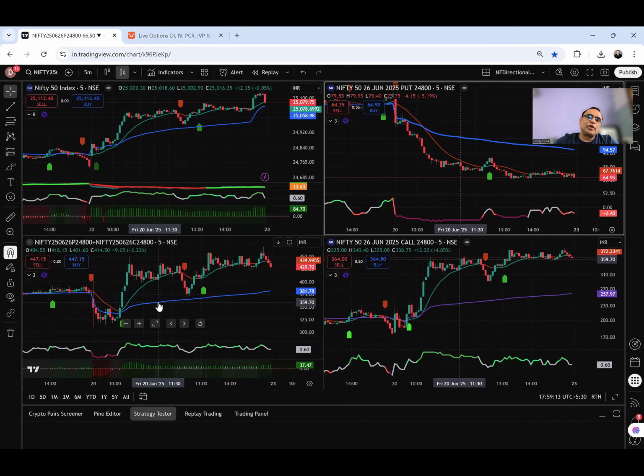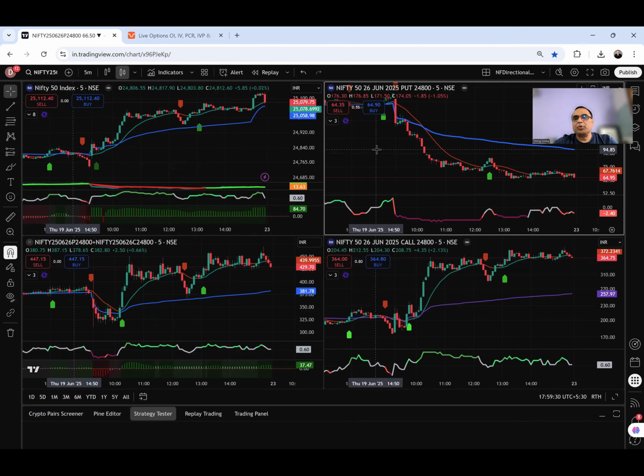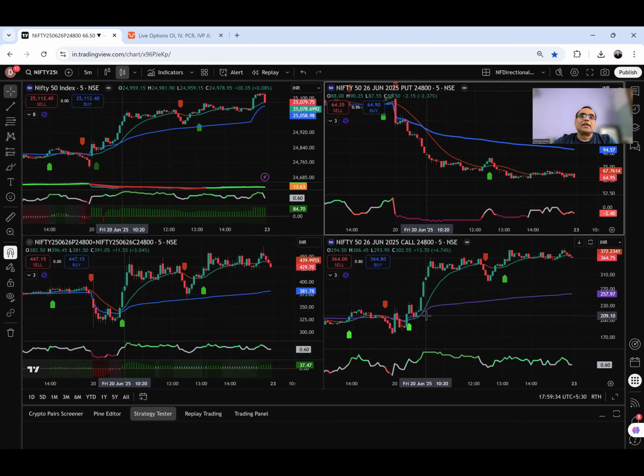This straddle is more of a reference point for me, which in some ways tells me about the volatility. Or if I have taken a straddle trade, it tells me what is happening to my trade. But I look at these 3 things. I look at Nifty chart, I look at Nifty put option chart, and I look at Nifty call option chart. And I look at implied volatility. Now I will go one by one and explain everything to you.